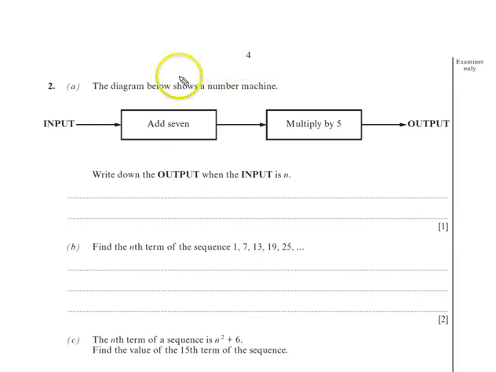Right guys, page 4 then, we're going to do question 2. Let's have a little look at this one. We've got 2 part A. The diagram below shows a number machine. So you've got an input, then you're supposed to add 7, then after that you multiply by 5, and then you have an output. Write down the output when the input is n.